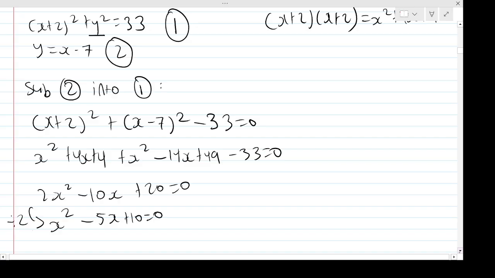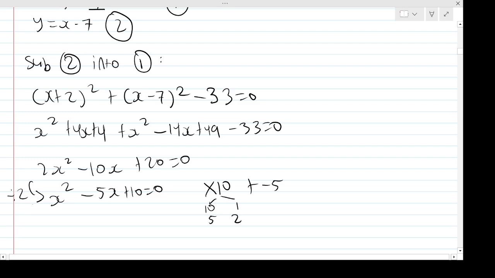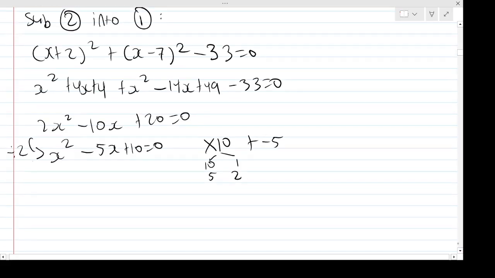Then, again, if I want to factorise, I need numbers that multiply to get positive 10 and add to get negative 5. To do that, let's consider the factors of 10. So 10 and 1, that won't add or take away to get 5, no way. What about 5 and 2? No way. 5 add 2 would be 7, 5 take away 2 would be 3. There's no way I'm going to get 5 from that. I think those are the factors, right? So I can't solve it by factorising. So at that point, let's just use the formula then.